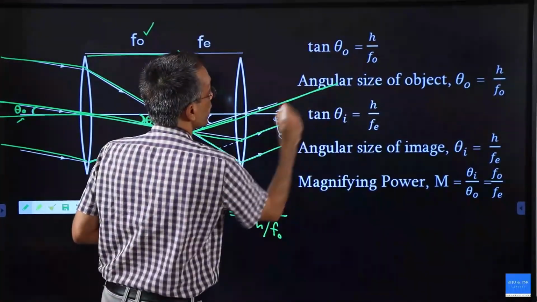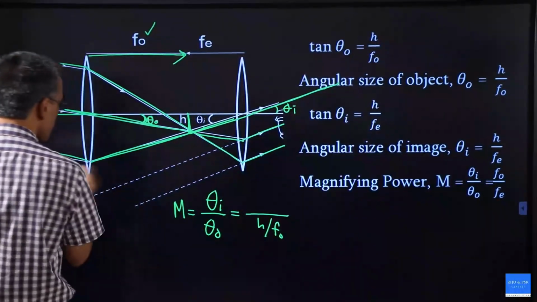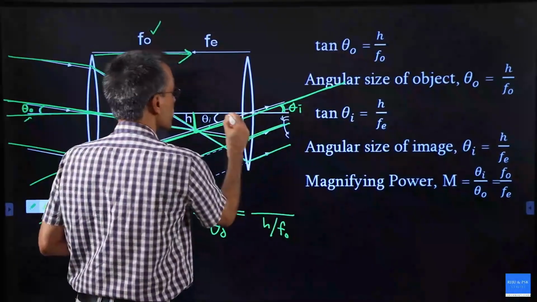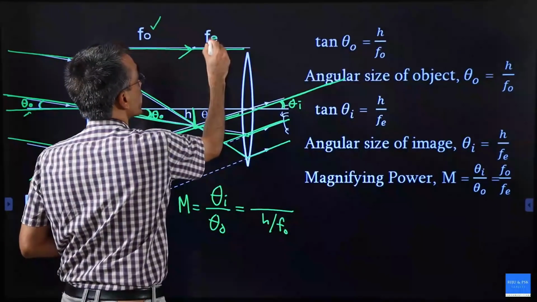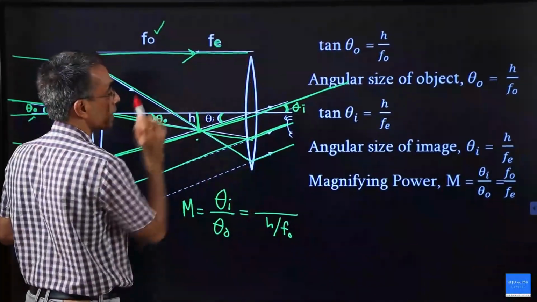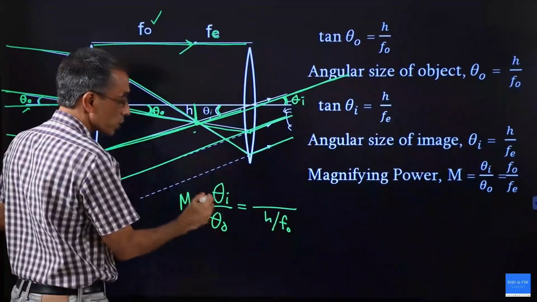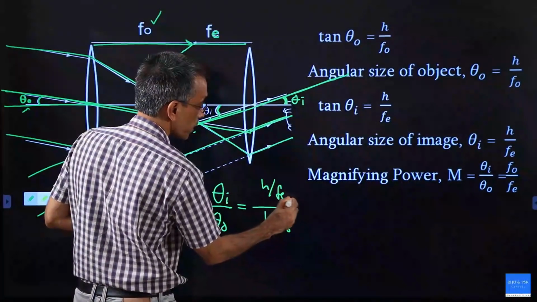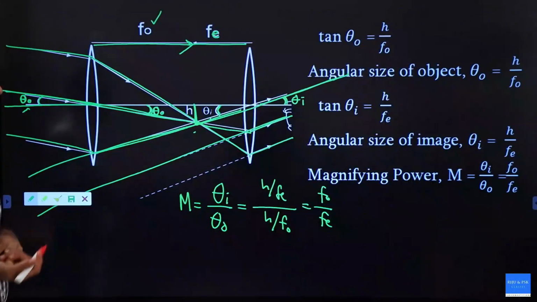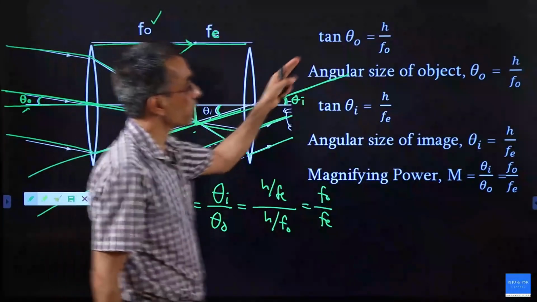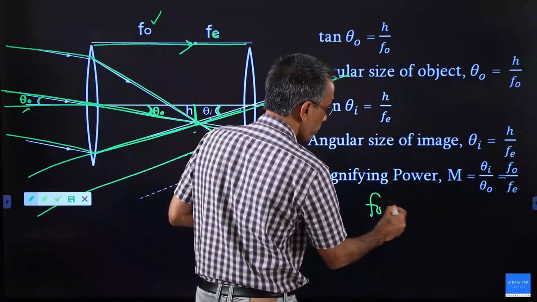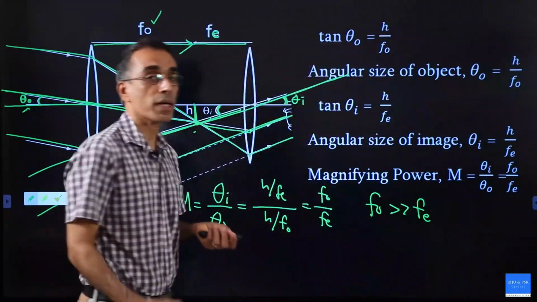What is theta I? This is the angle at which the image is seen. See this angle. So, theta I is created here, this is also theta I, and this distance must be Fe. Why is it Fe? Because if you want the final image at infinity, then the first image must be at the focal point of the eye lens. So, this distance is Fe. So, theta I is nothing but h by Fe. So, this gives you Fo by Fe. This is the magnifying power of an astronomical telescope. The same derivation is done here, Fo by Fe. Naturally, if you want a large magnification, Fo must be much greater than Fe, only then you get a magnification.